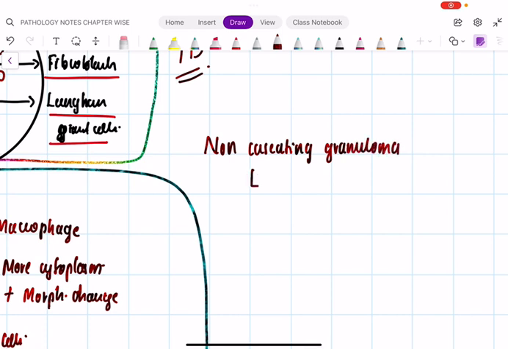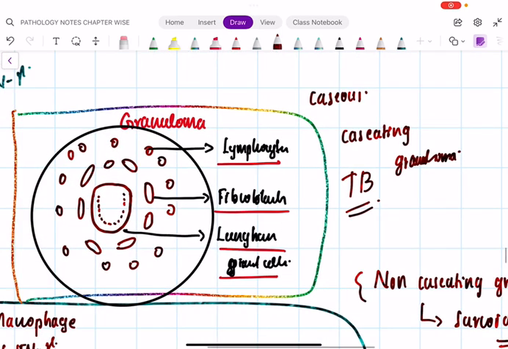That is a condition called sarcoidosis. The cause of sarcoidosis is not known. It is associated with hilar lymphadenopathy, and there we get non-caseating granuloma. We will study sarcoidosis in the immune system, and at that time we will see. So the non-caseating granuloma example is sarcoidosis, but the typical, super example of caseating granuloma is tuberculosis.